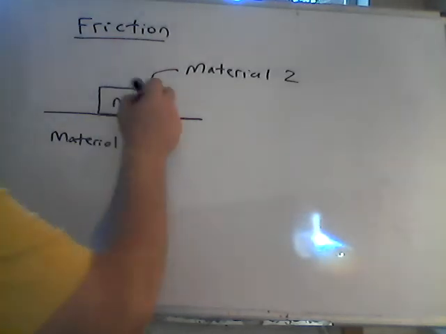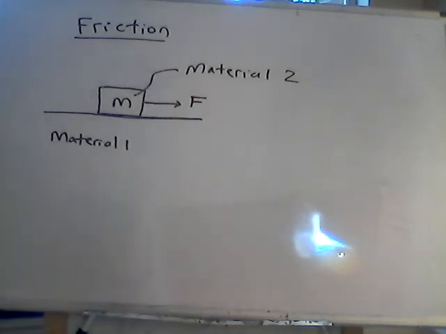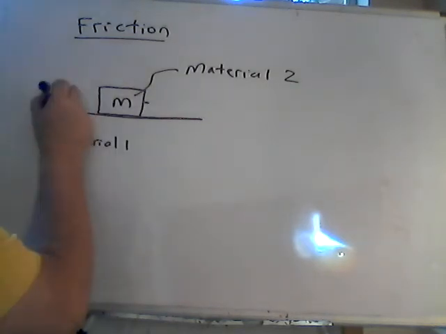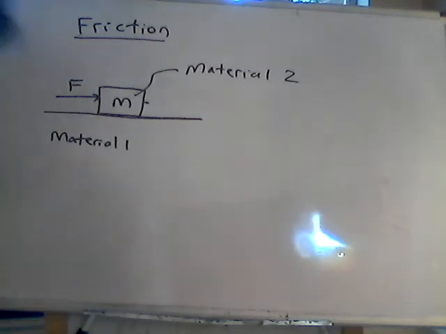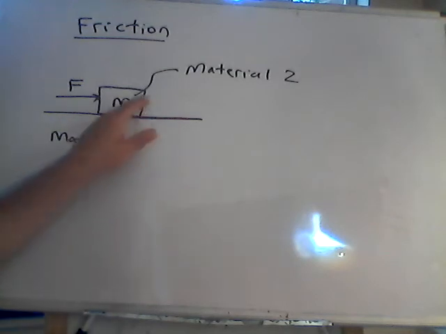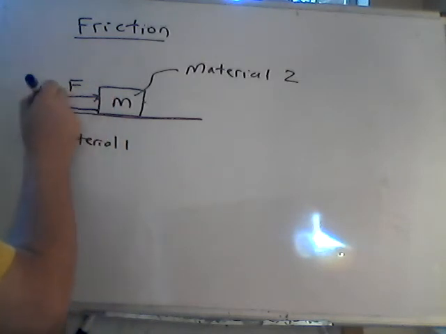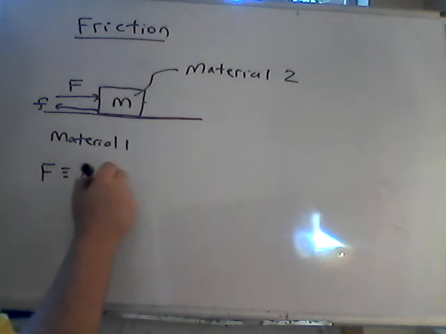Now, I'm going to apply a force. And as I apply the force, first of all, the object is not moving. Imagine pushing over here. Let me try to make this look a little bit better. I'm going to push with a force. What's happening is the object does not move. A surface force called the frictional force, little f, is opposing capital F. So capital F is the application force.